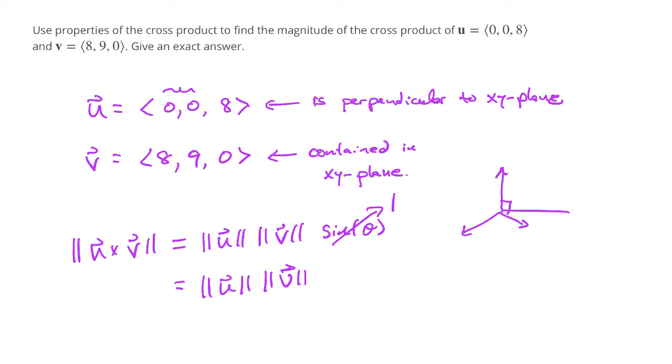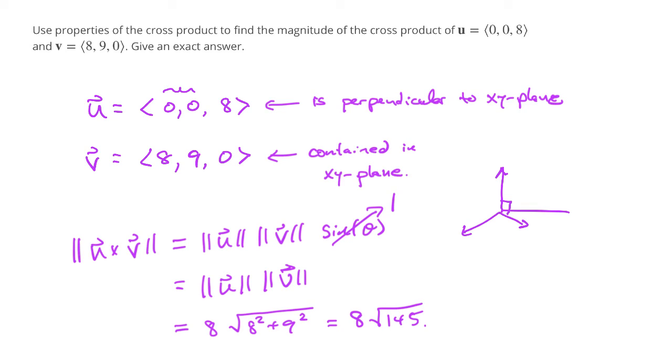And so the magnitude of u is just 8. The magnitude of v is the square root of 8 squared plus 9 squared. And so what we have is just 8 times the square root of 145.